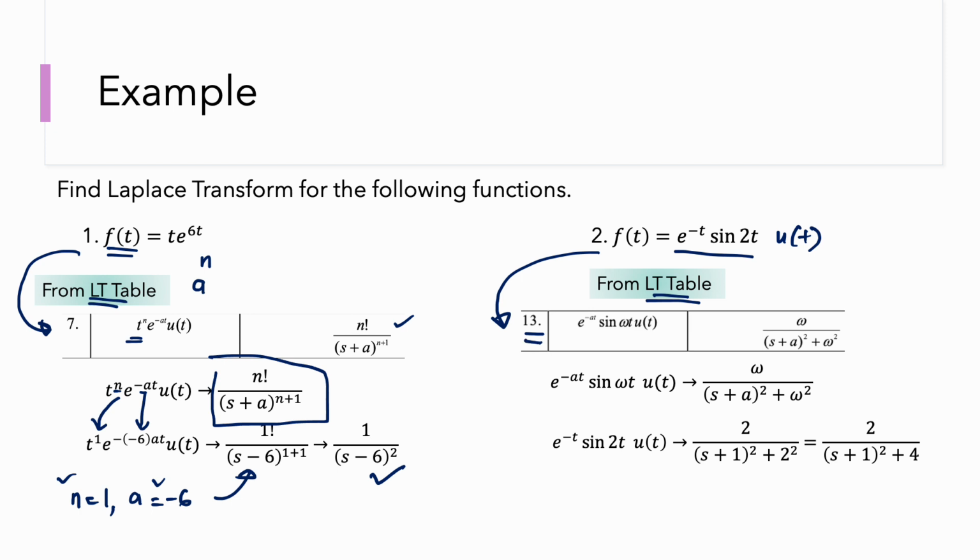Now the variables that we need to identify are the value of a and the value of omega. If we make the comparison, the value of a is equal to 1 and the value of omega is equal to 2. Once we have identified all of these variables, we can just substitute the value of omega and the value of a inside this equation, and we will get our final answer.